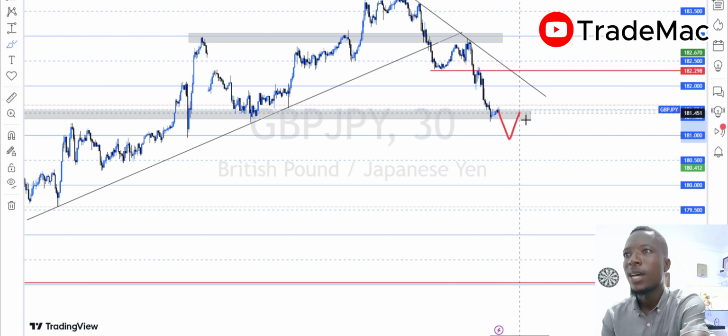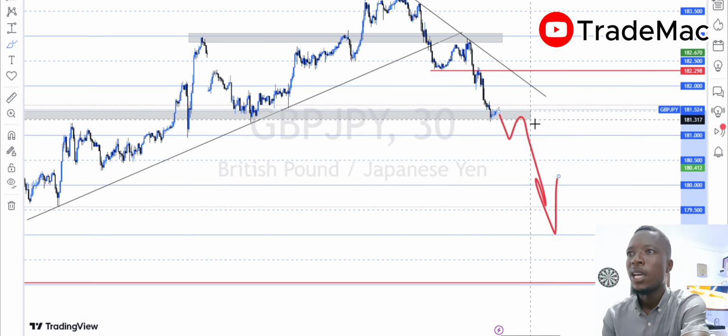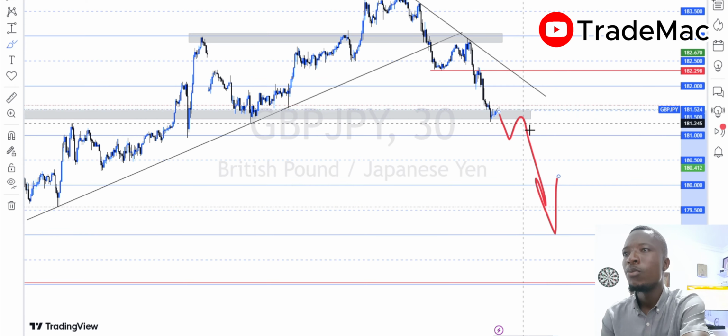And at this very side, we are going to get another entry right here, and we will scale in to make some more profit. There you go. This is actually the move I'm talking about.